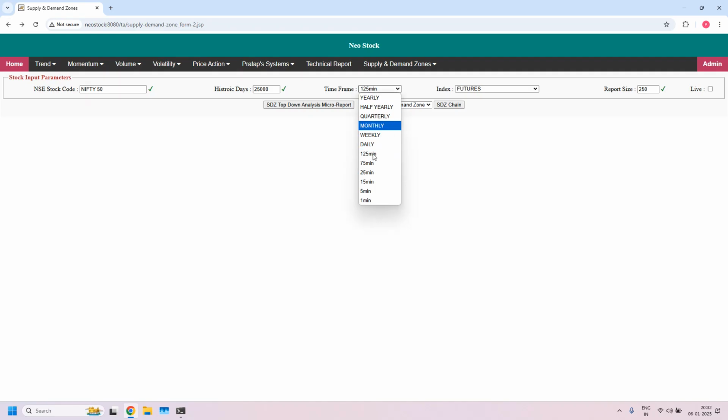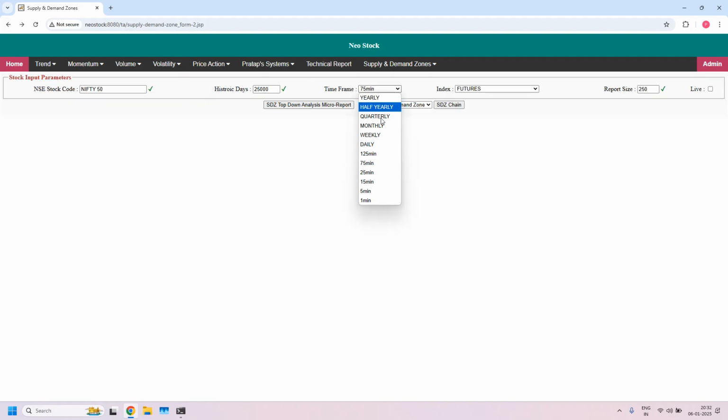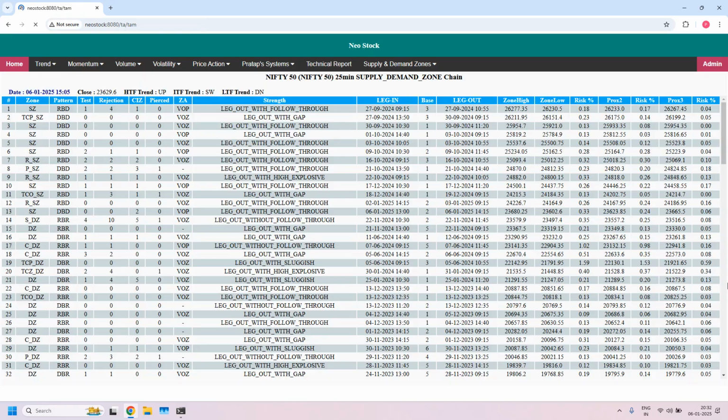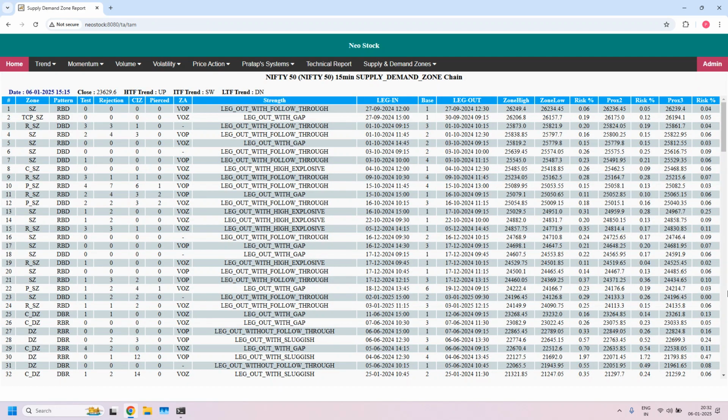Next, 75 minutes supply demand zone chain for NIFTY. Next, 25 minutes supply demand zone chain for NIFTY. Next, 15 minutes supply demand zone chain for NIFTY. Demand zones are very few. I am scrolling the list down.